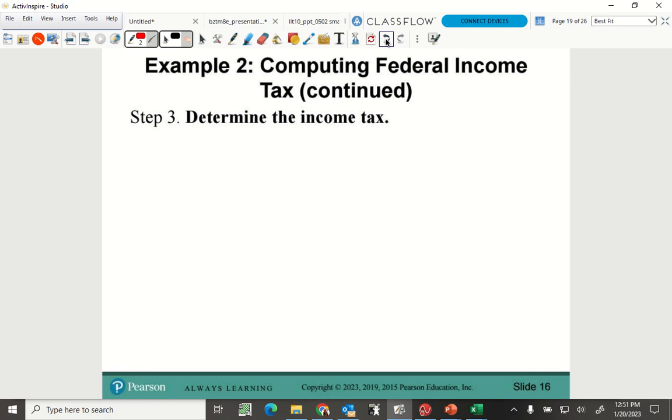Now, this is how we're going to do it. So for the first $9,950, what percent do they have to pay? 10%. Okay. So for the first $9,950, we're going to pay what percentage? 10%. So I'm going to multiply that by 0.10. But wait, there's more.